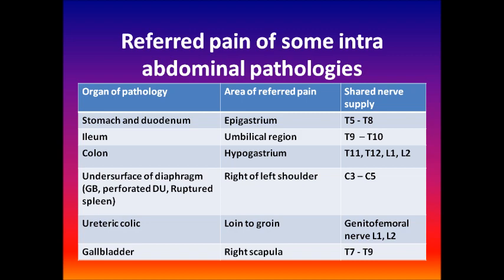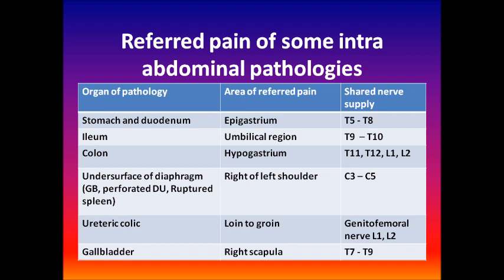And the undersurface of the diaphragm, which is generally irritated by the gallbladder, perforated duodenal ulcer and the ruptured spleen, causes pain in the right or the left shoulder correspondingly because they have a shared nerve supply between C3 to C5. Ureteric colic presents as a pain from loin to groin corresponding to the genitofemoral nerve L1 and L2. Gallbladder pathology presents as pain in the right scapula because of the shared nerve supply.